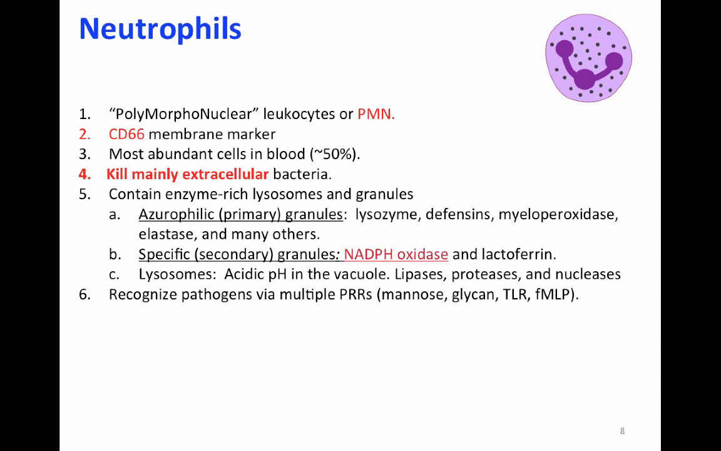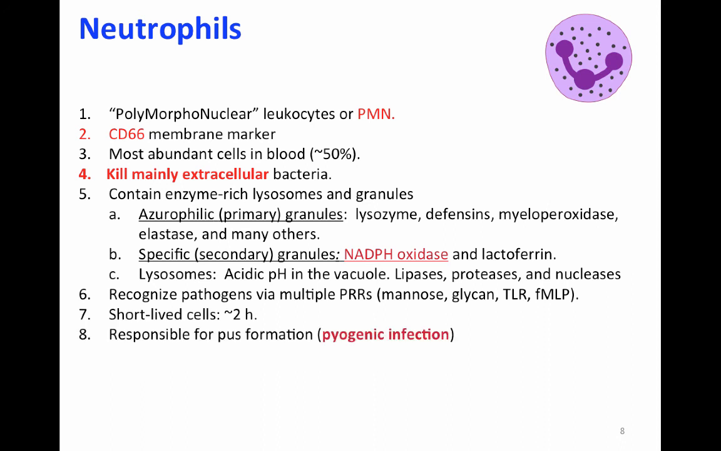Neutrophils recognize pathogens via multiple PRRs, such as mannose receptor, glycan receptors, TLR, and FMLP. They are short-lived cells with a lifespan of about 2 hours. Neutrophils are responsible for pus formation seen in pyogenic infections.